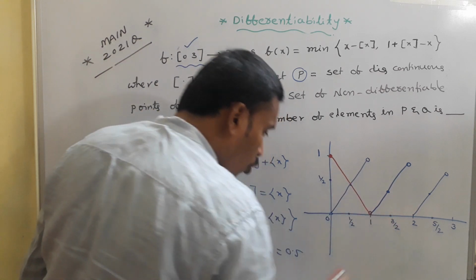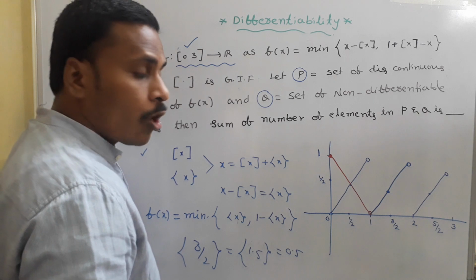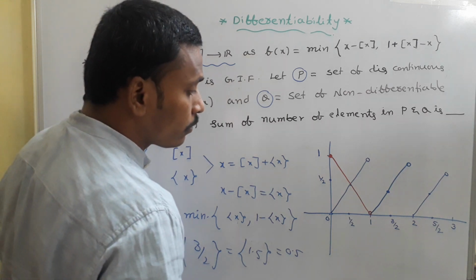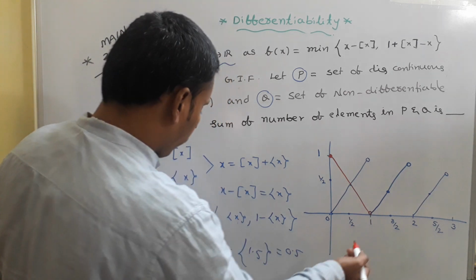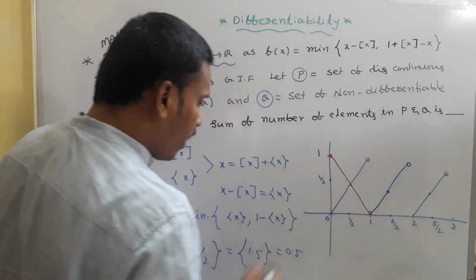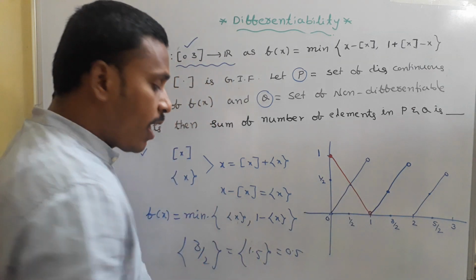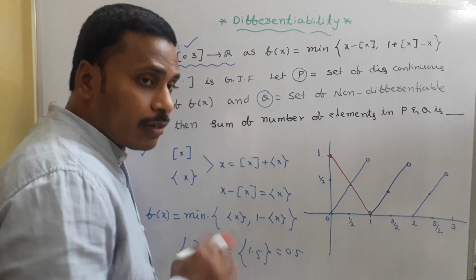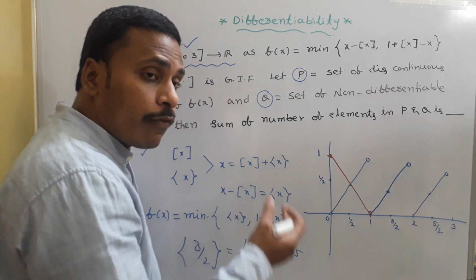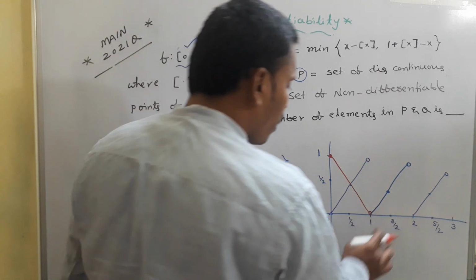Here you need to maintain an open curve. At 1, what will happen? Fractional part of 1 as well as 1 minus fractional part of 1, both are zeros, and the minimum of those two is simply 0. Okay, again I will discuss.